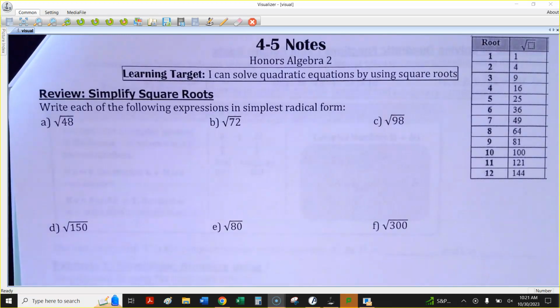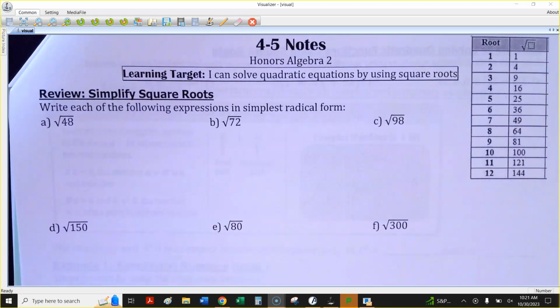Different people do this in different ways. So I do have a list of perfect squares. They're up on the board, but I also put them on the paper and on the homework assignment, just if you wanted to use them as a reference. They only go up to 12, but there shouldn't be anything much larger than that on any tests or quizzes.